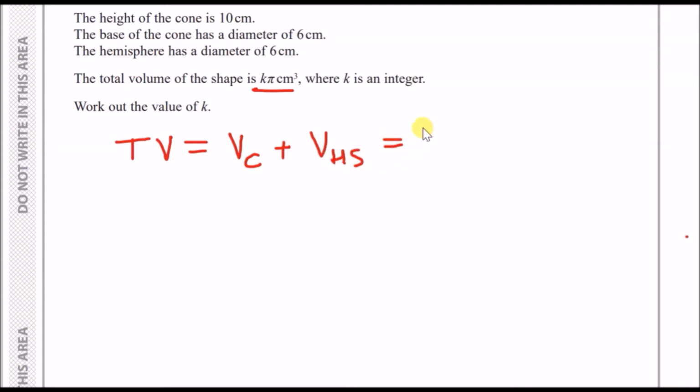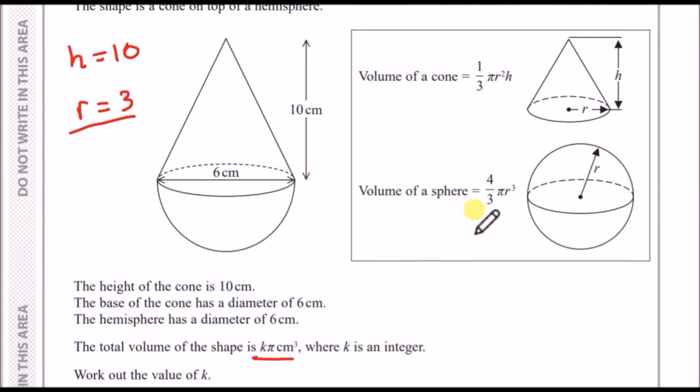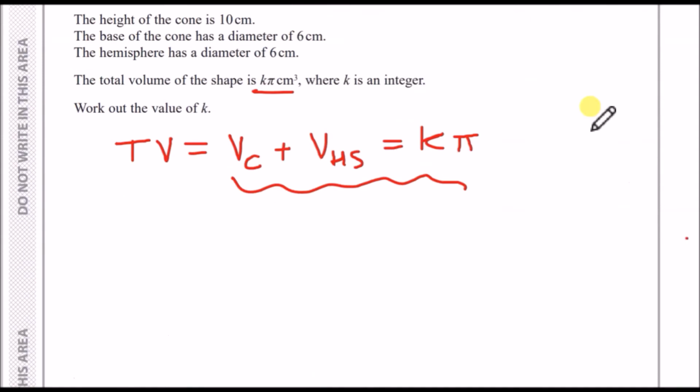So what are they both? Well, let's go back to the formula for a second, yeah? The volume of the cone is given at the top. It's a third pi r squared h, okay?